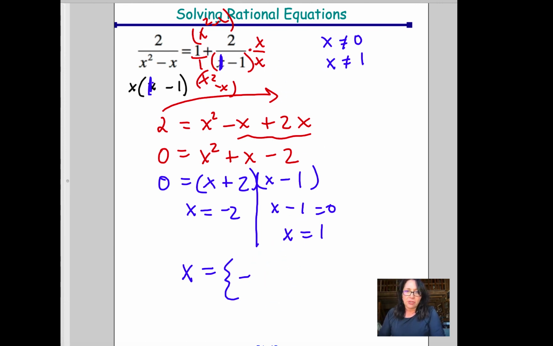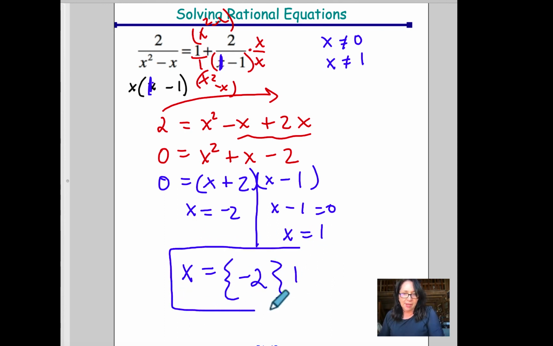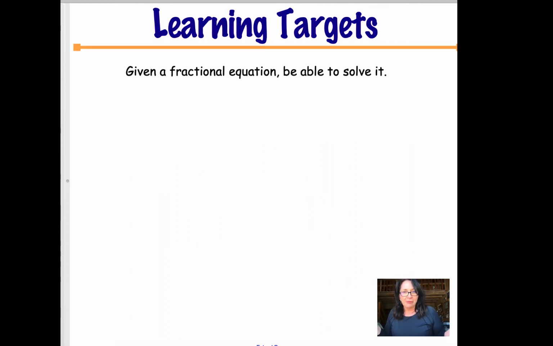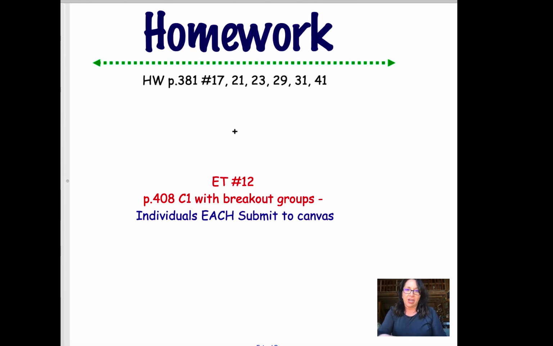Negative 2 is our solution. So we have negative 2. And then 1 outside is an extraneous solution. Two answers, one solution, one extraneous solution. All right? All right, cool. Given a fractional equation, be able to solve it? Check. We also checked for extraneous solutions, so we are in good shape.